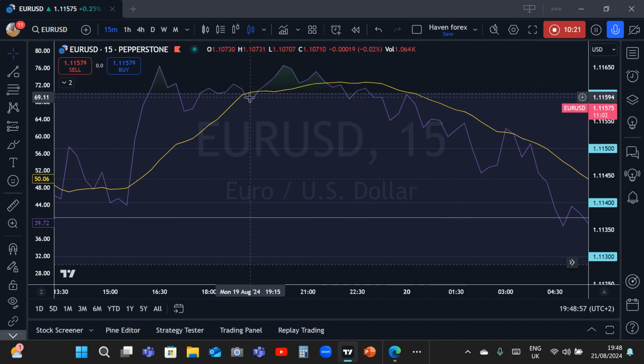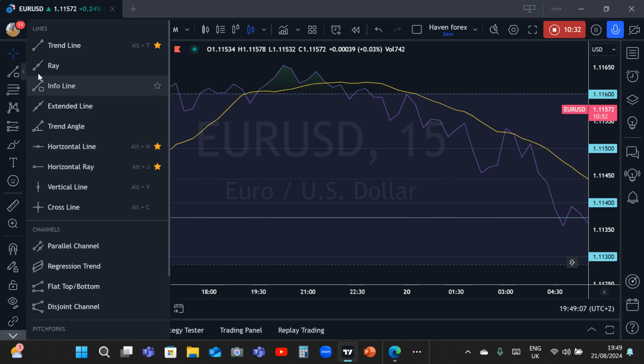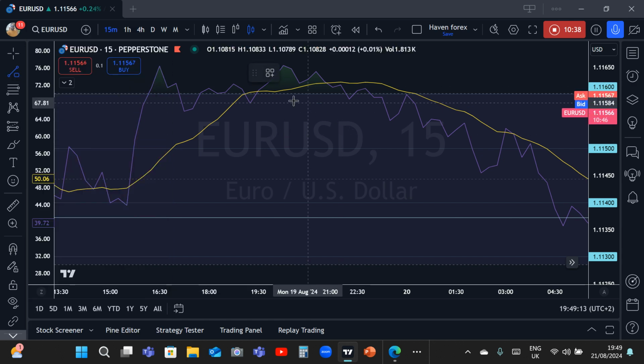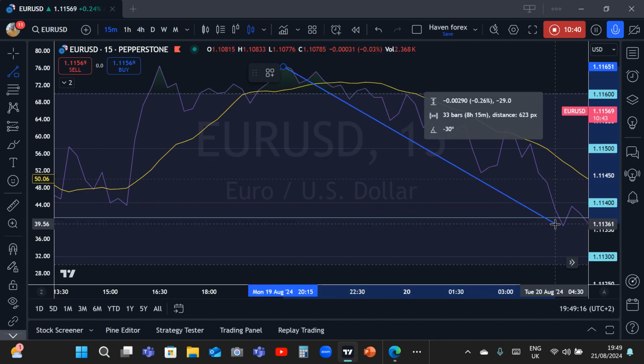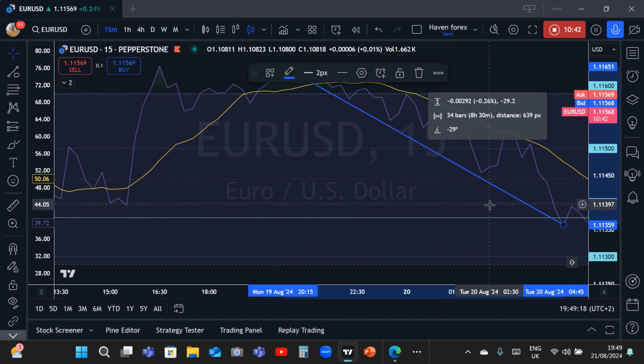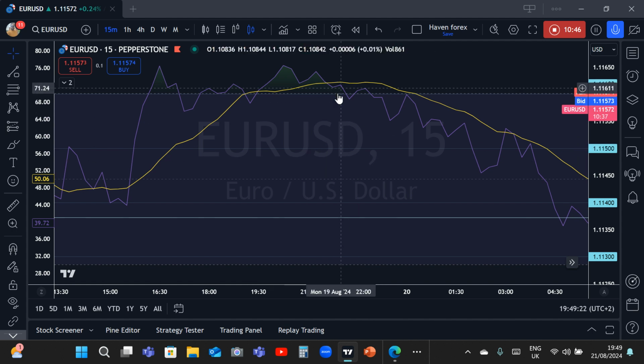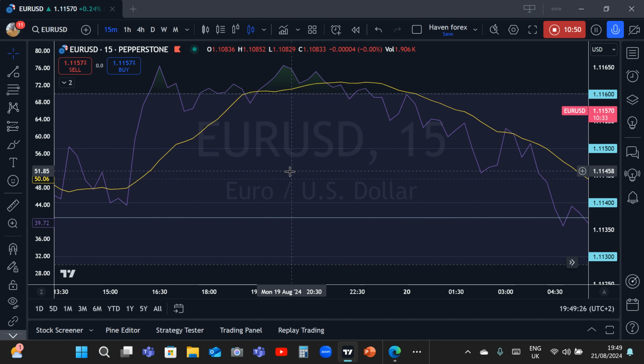Once you see that this thing is above 70, you know that the market is overbought. And what you should be expecting is a massive drop. Look at it. You should be expecting a massive drop. So it's a very simple tool to really use.